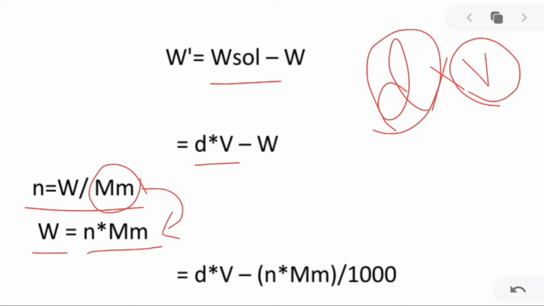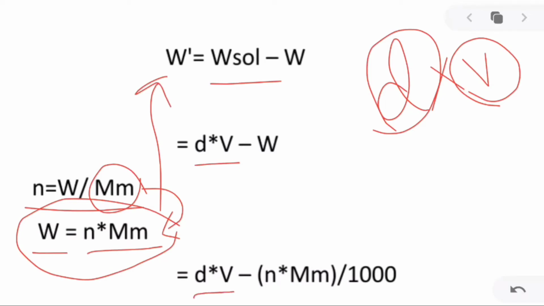Now when we put this equation of weight of the solute in the equation of the weight of the solvent, we'll get that weight of the solvent is equal to density into volume minus N into mm divided by 1000. Now why have we divided it by 1000? We have divided it by 1000 because we have molar mass in terms of gram, but we need it in terms of kg. So we are dividing it by 1000.